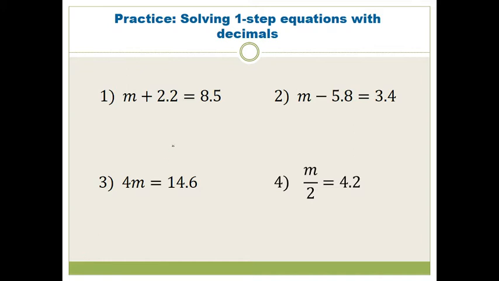All right, let's take a look at number 1. So what is being done to the variable is that I am adding 2.2. So to undo that, I'm going to subtract 2.2. You should have subtract 2.2 from both sides of the equation. I keep the decimal lined up when I'm subtracting by hand. And we get that m is equal to 8.5 minus 2.2, which is 6.3.